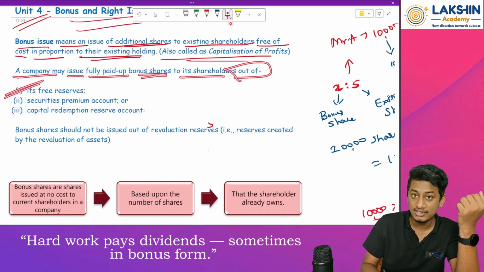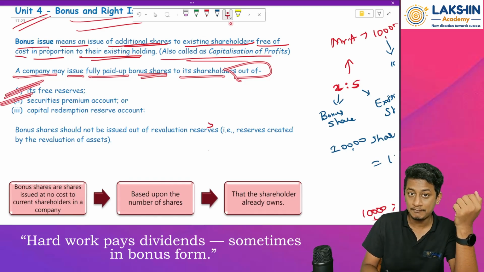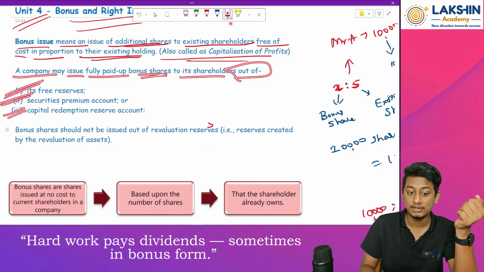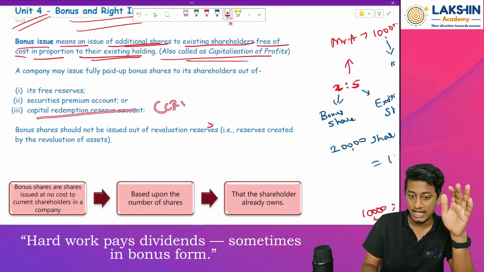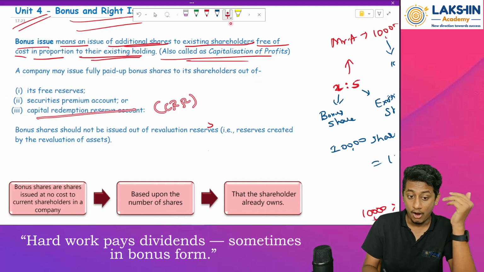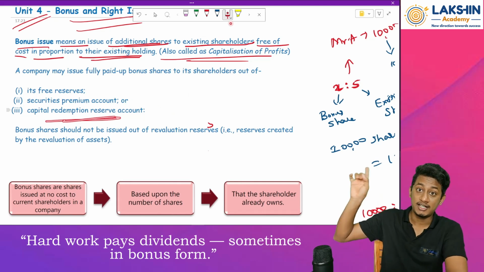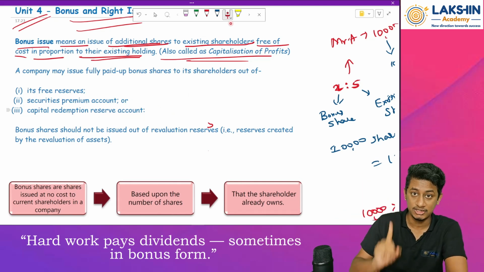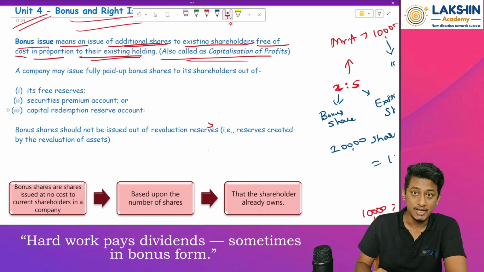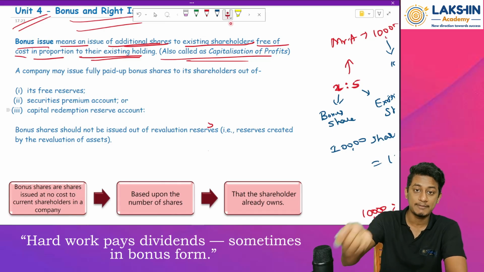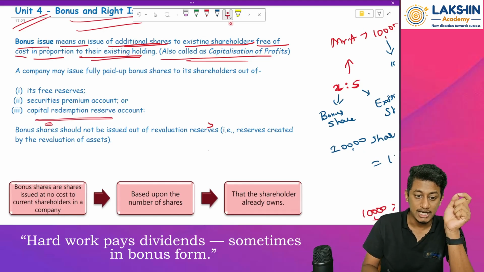Out of its free reserves, out of its securities premium, or capital redemption reserve account. Okay, we maintain something called a CRR account. It is the capital redemption reserve account. Okay, how will this be created? This part we will study in the redemption of preferences. Because in redemption, while paying back the money to the preference shareholders, we have to create a CRR account. Okay, that we will see in that particular chapter.